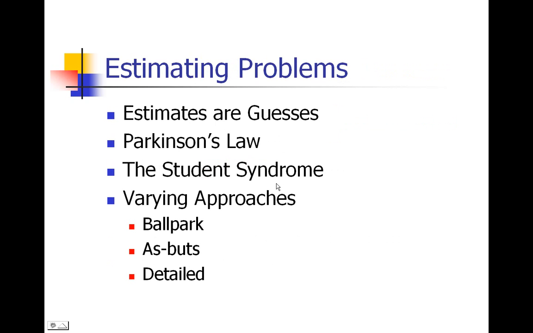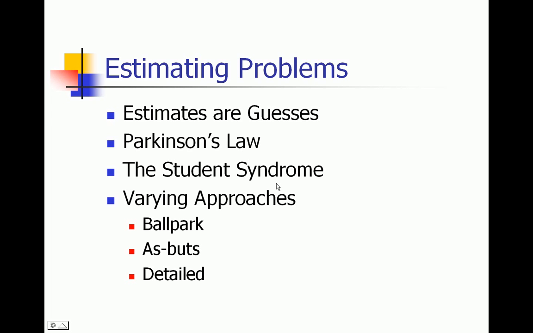Some of the problems with estimating are that estimating is a posh word for guess. Parkinson's law says that if it's going to go wrong, it will. And the other issue is what we call the student syndrome, where no matter how much time you set aside for something, you always leave it till the last minute.